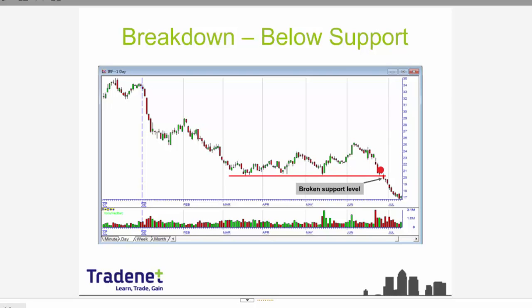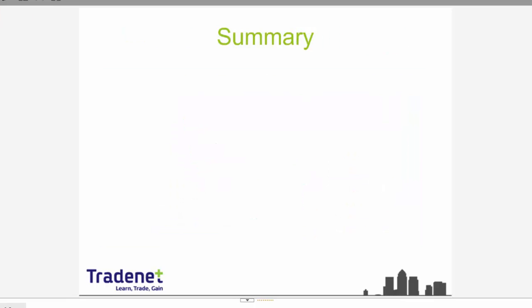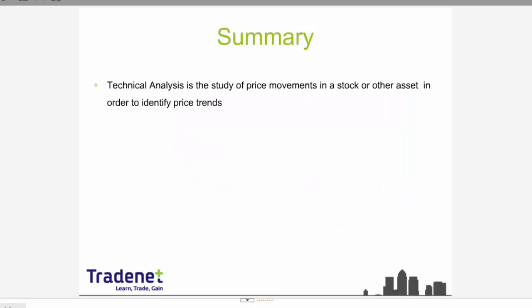It's a very nice support area. Let's short it under the support area, and so on and so on. So there are many reasons why I would like to trade this one. We're done. Just a summary.